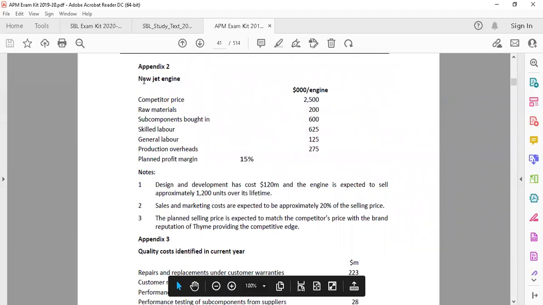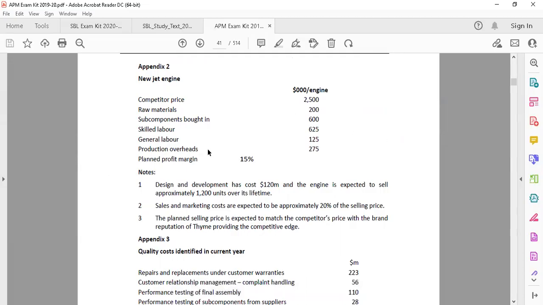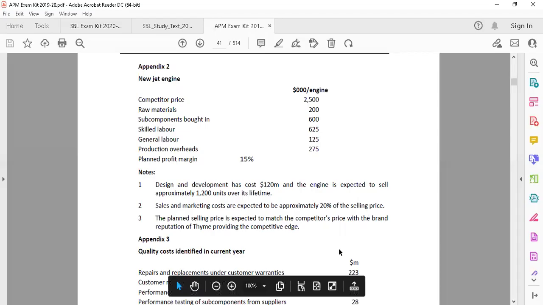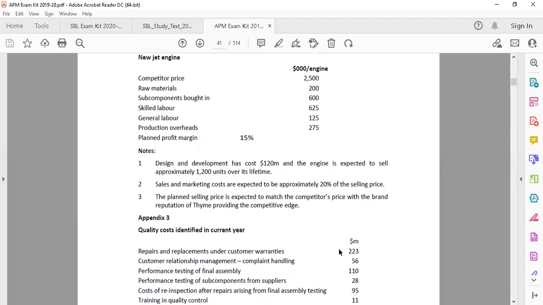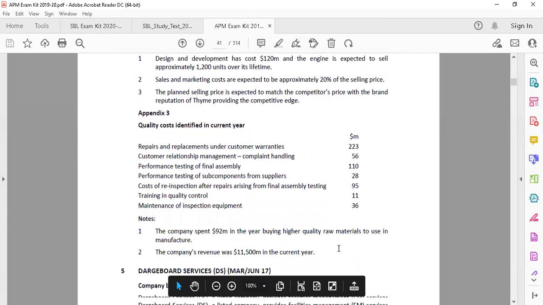In Appendix 2, we have different costs that are given: competitor price, raw materials, subcomponents, skilled labor, general labor, production overhead, and plant profit margin of 15%. Notes are given: design and development has a cost of 120 million and the engine is expected to sell approximately 1200 units over its lifetime. Sales and marketing costs are expected to be approximately 20% of the selling price. The planned selling price is expected to match the competitor's price, with the brand reputation of Time providing the competitive edge. Appendix 3 has quality costs that are identified.